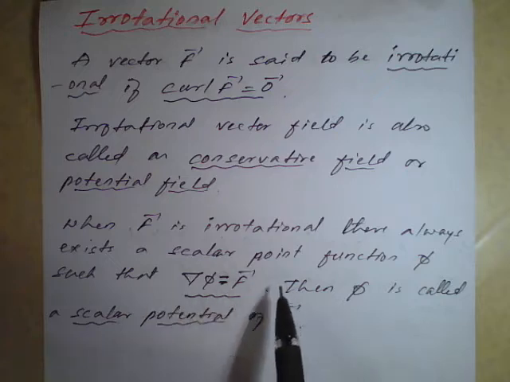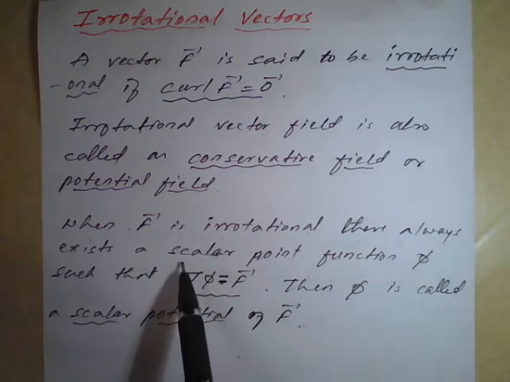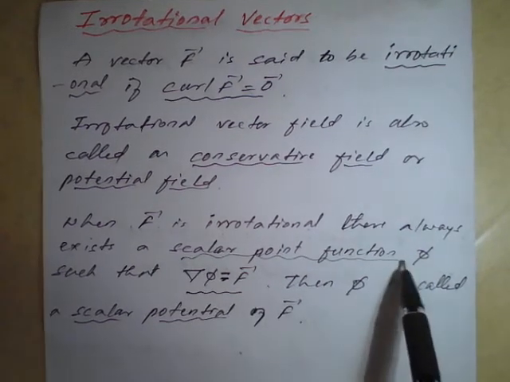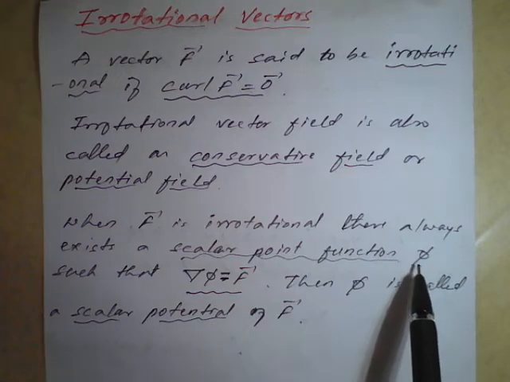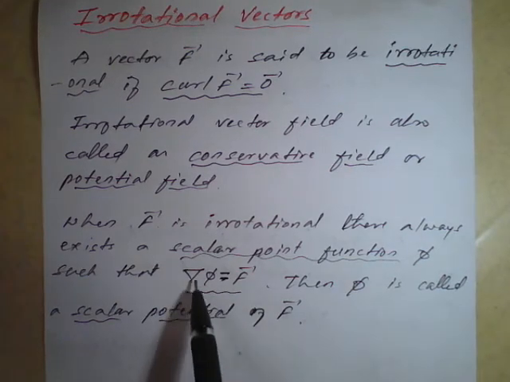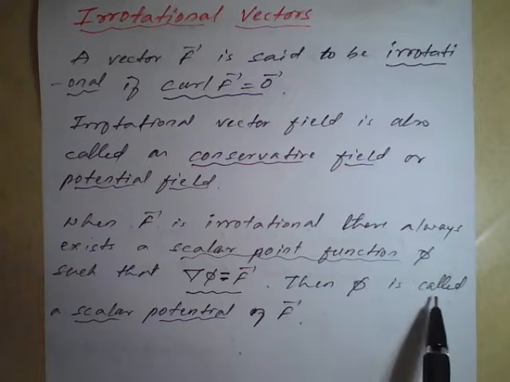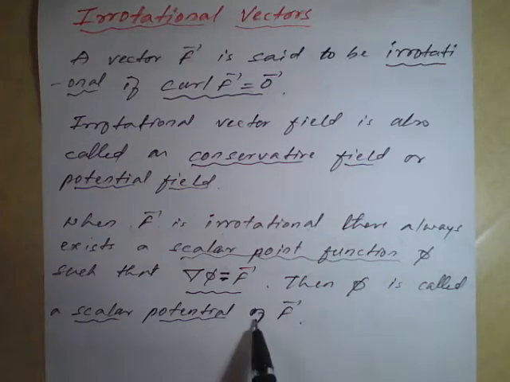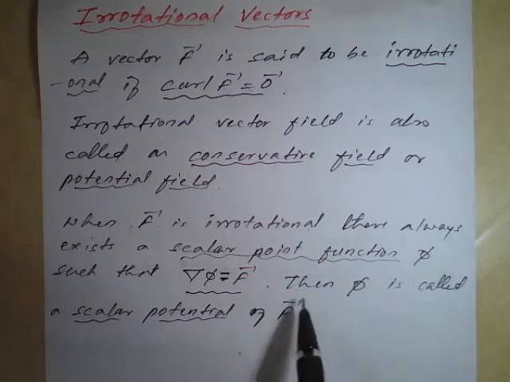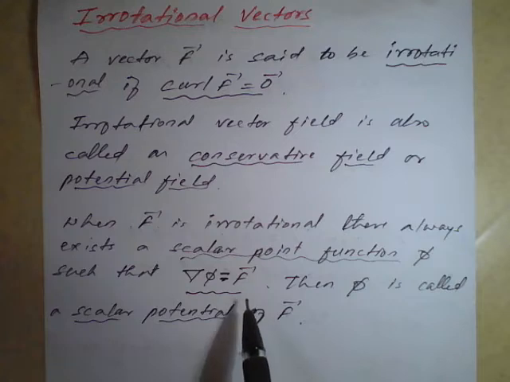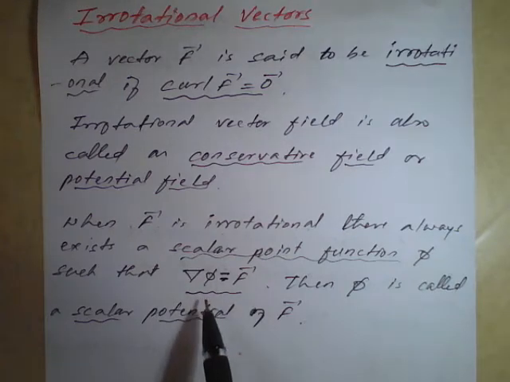So remember, the scalar point function here is phi. To get the value of phi, we need to use the relation del phi is equal to vector f. Then phi is called the scalar potential of vector f. This point is very important. So based on this, we have more examples.